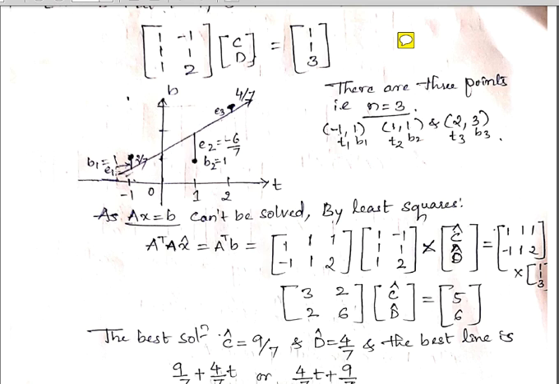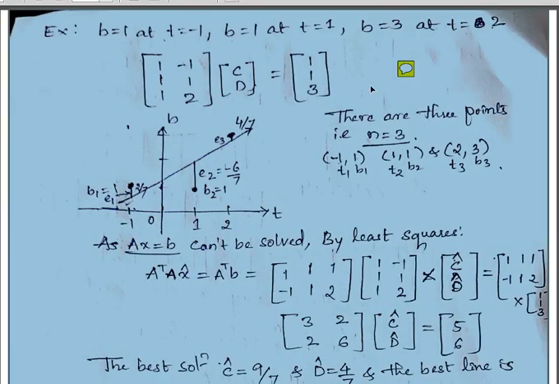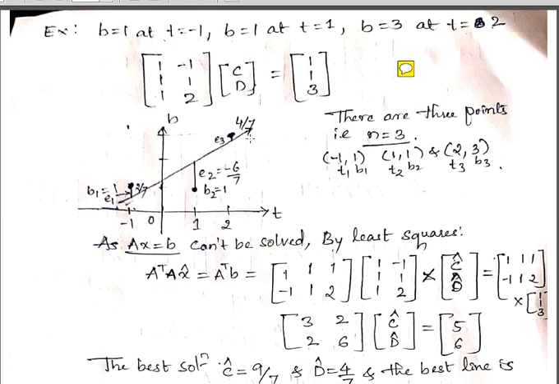So let's draw a line. Is it possible to join all these points on the same line? The answer is no. If it were possible, then certainly this equation would become solvable, but it is not solvable. So we are drawing a line in such a way that the errors are minimized. Error is the distance between this line and B1, the distance between the line and B2, and the distance between this point and this line. The distance between the points and the line should be minimized.